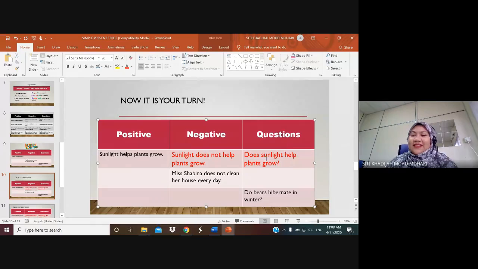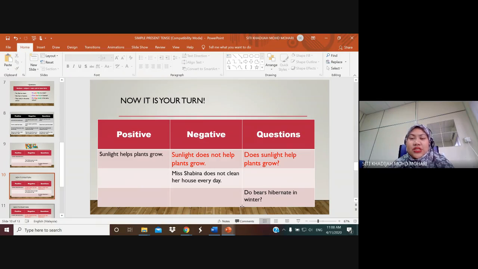Right. So for this one, if you were to have a question form, does, and then for the verb after that, we use the root verb. Does sunlight help? Although it is singular, there is no S because it is in a question form. Whenever we have does or do, we don't put an S for this verb. Okay, the second one, we have the negative form. Miss Shabina does not clean her house every day. So this is the negative form. You have to come up with a positive statement as well as the question form.